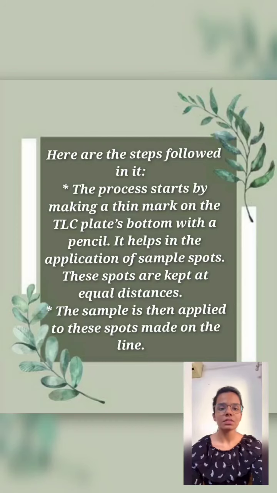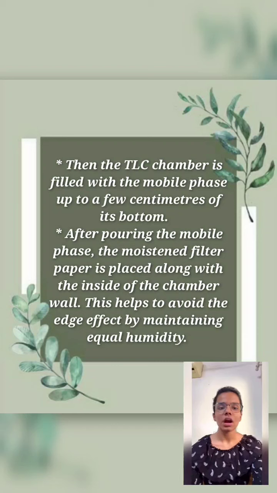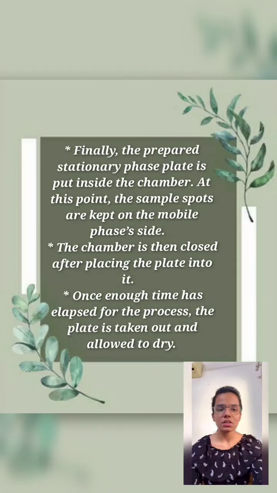Then the TLC chamber is filled with the mobile phase up to a few centimeters of its bottom. After pouring the mobile phase, the moistened filter paper is placed along the inside of the chamber wall. This helps to avoid edge effect by maintaining equal humidity. Finally, the prepared stationary phase plate is put inside the chamber. At this point, the sample spots are kept above the mobile phase. The chamber is then closed after placing the plate into it.